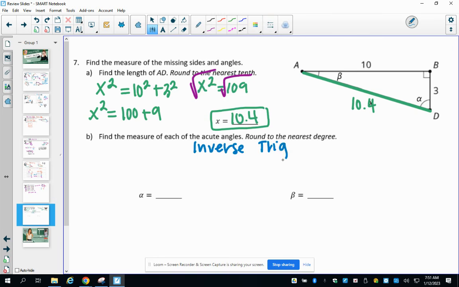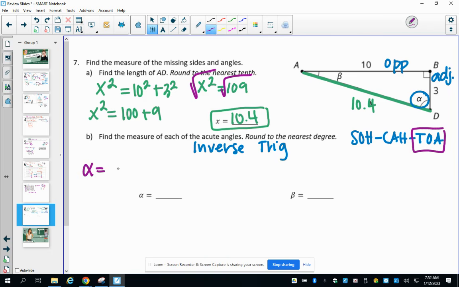So we want to label the sides. So you can pick either angle to solve for first. It doesn't matter. I'm going to solve for alpha. So I'm going to circle it, and I'm going to label these sides. So this 10 is the opposite side, and then the 3 is the adjacent side. So if I look at SOHCAHTOA, which one has the O and the A? That's going to be this tangent. So I'm going to set up a tangent function.